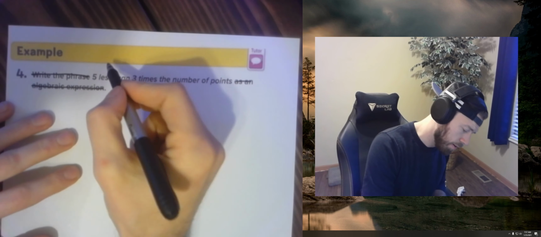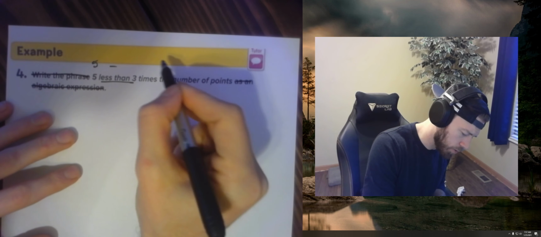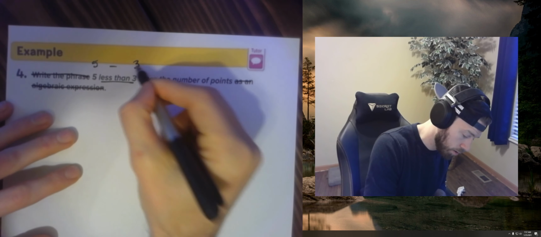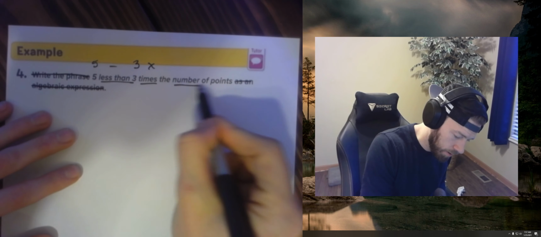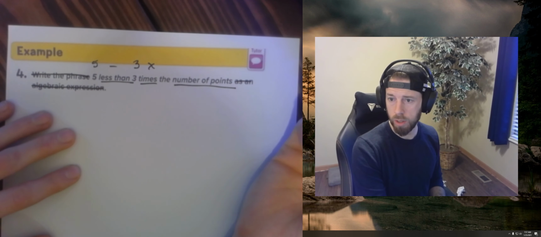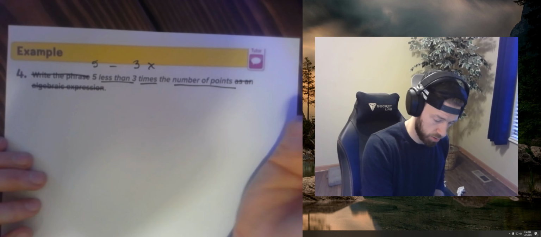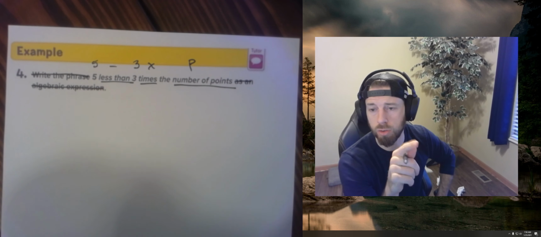So we've got 5, we've got less than means to subtract. 3 times means 3, and then times means multiply. And then the number of points, well, number of points is arbitrary. We don't know what that is. It's just some amount of points. We'll say p, right? So we've got 5 minus 3 times p.